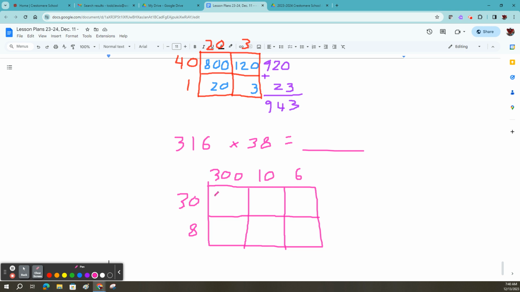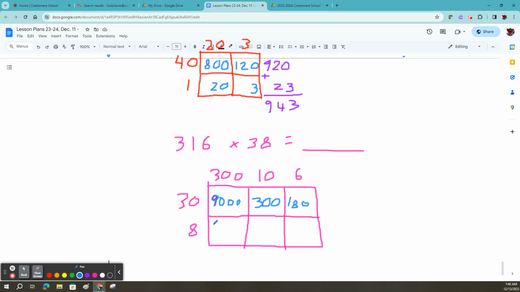3 times 3 is 9. Count the zeros. 1, 2, 3. Sorry, I'll use a different color. Count the zeros. 1, 2, 3. Boom. 30 times 10. Well, 3 times 10 is 3. Count the zeros. 1, 2. 3 times 6 is 18. Count the zeros. 1. Groovy. Done.